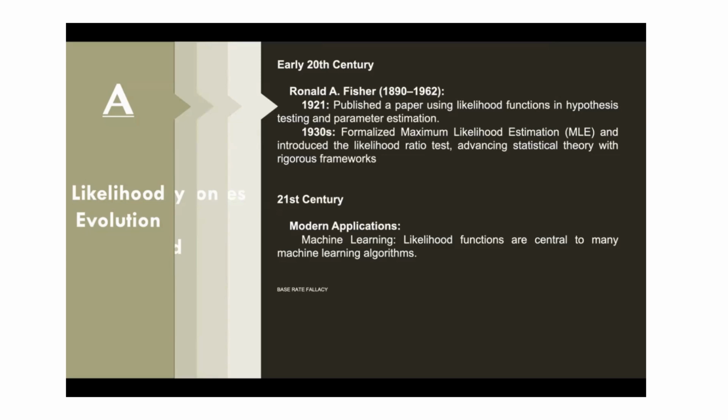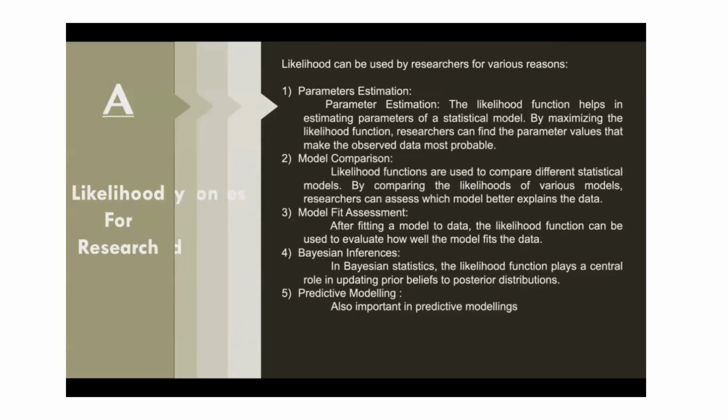And now, how can we as researchers use this particular concept in research? This can be used for various reasons. First of all, parameter estimation: the likelihood function helps in estimating parameters of a statistical model. By maximizing the likelihood function, researchers can find the parameter values that make the observed data most probable.